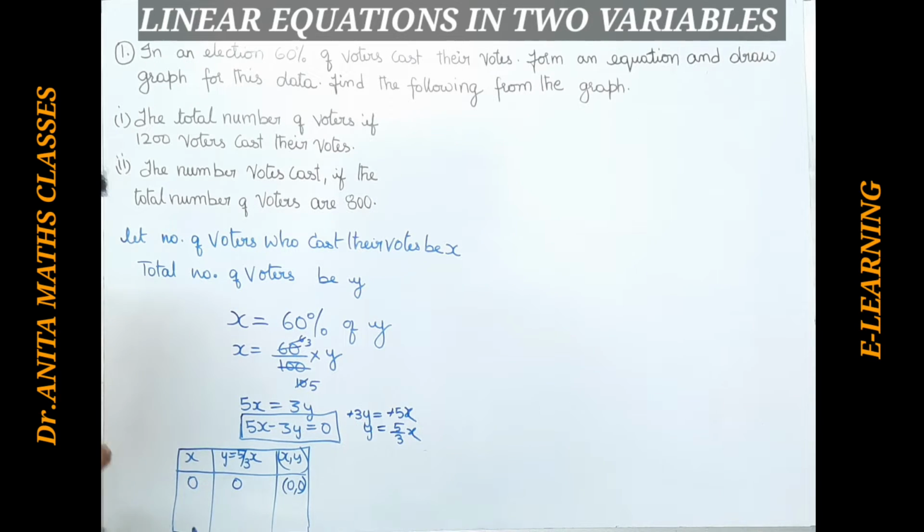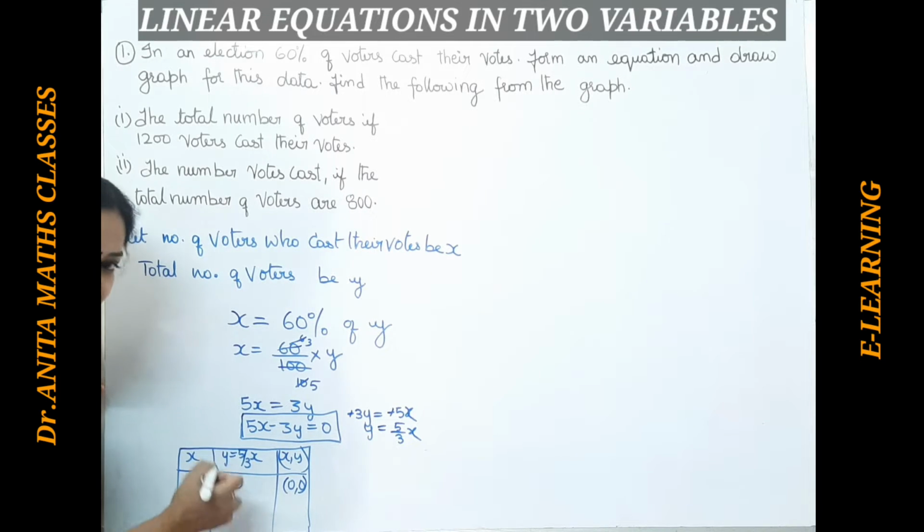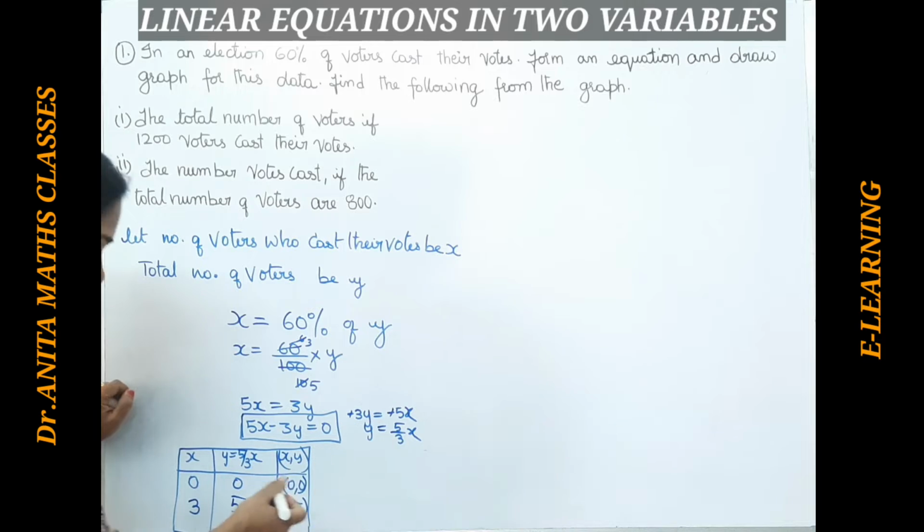Even you can take negative also. Let me suppose x is equal to 3. Anything you can substitute and you can form the straight line. So if I substitute 3 here, 3 goes off, y becomes 5. So 3, 5. See here, 5 by 3 into 3, 3 cancel off, y is equal to 5. So 3, 5 is the point.